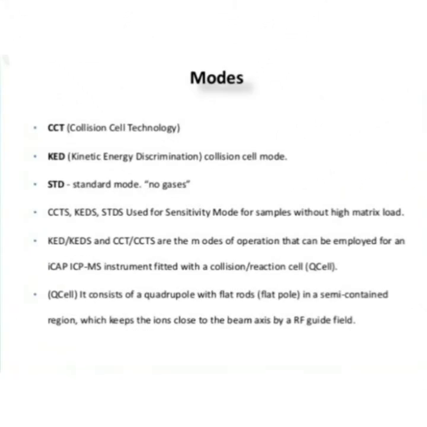What is a mode and how many types of modes are there? Basically 3 types of modes. First is CCT, collision cell technology mode. Second is KED, kinetic energy discrimination collision cell mode. Third is standard mode, no gases. These CCT, KED and STD modes are used for sensitivity for samples without high matrix load.